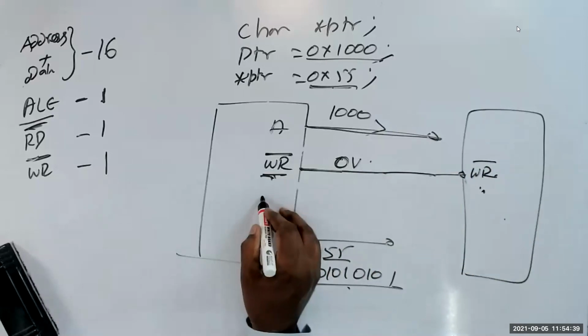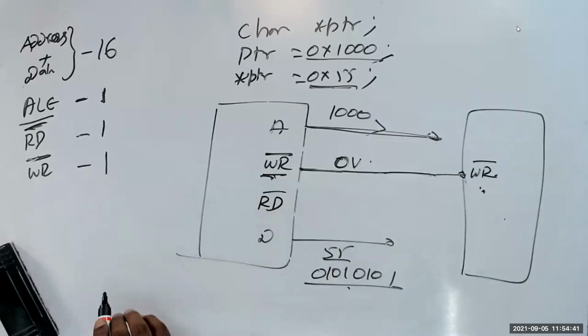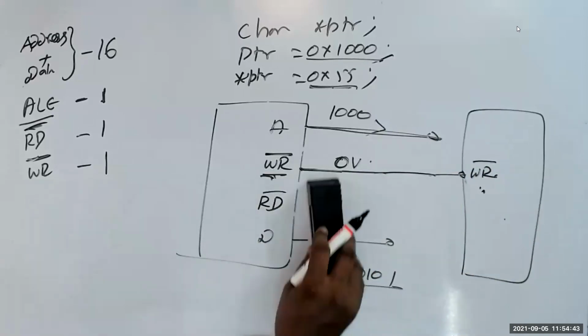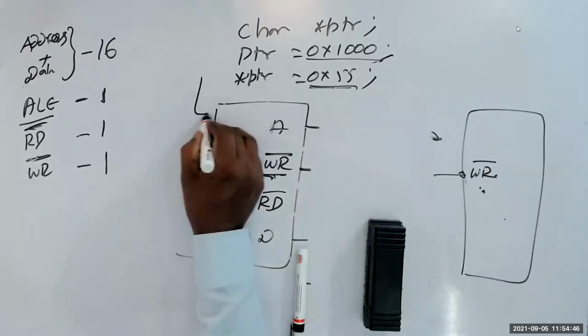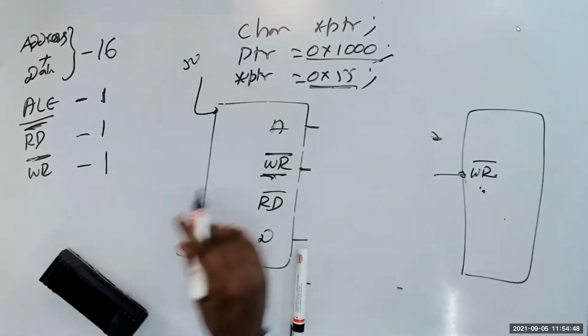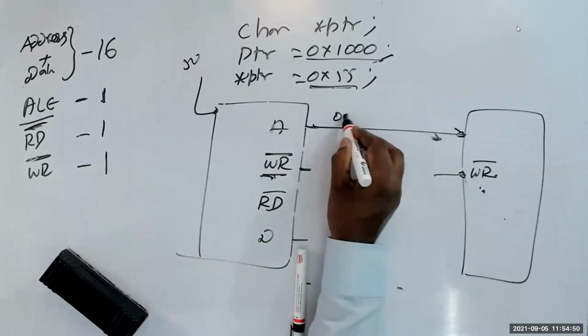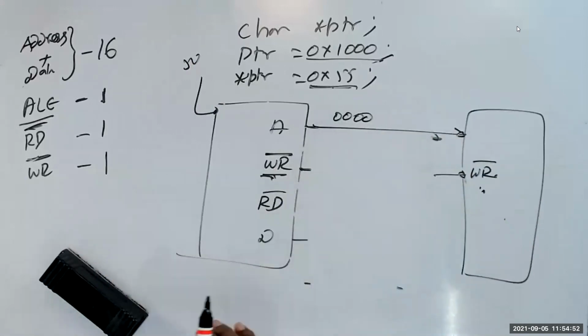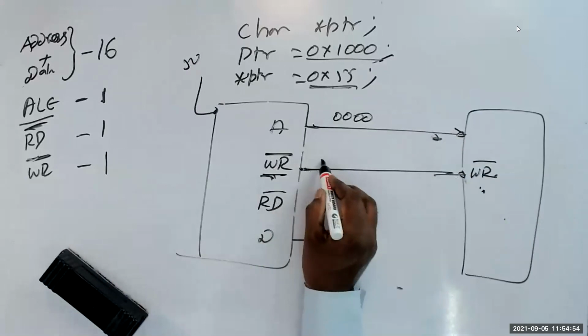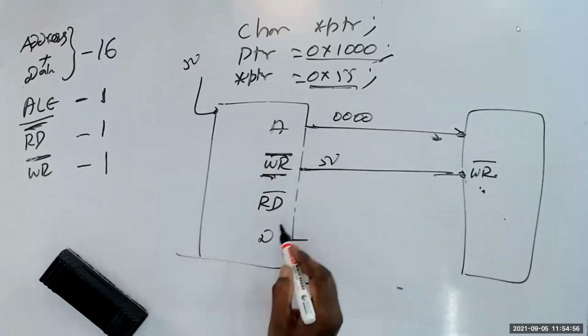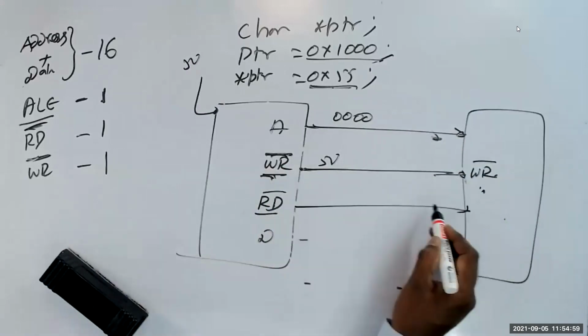Now, same way, when you say read bar, I told you the moment you power the microprocessor with 5 volt, the microprocessor will give address as 000. And it makes write a 5 volt because write bar. And read bar, so it makes read bar a 0 volt.